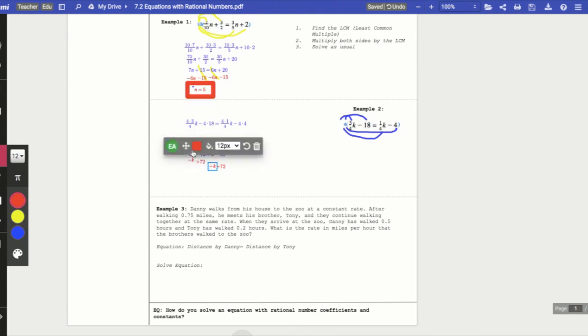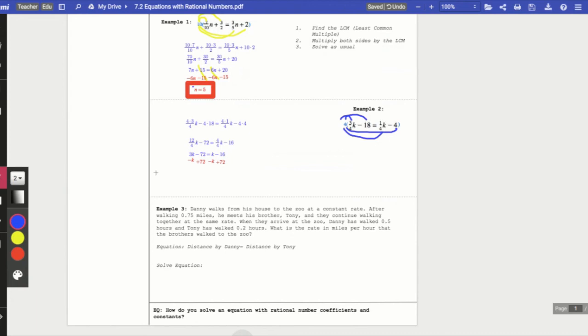I'm just moving these up so they're not taking up so much space. All right, and then things start to cancel, right? 72, k. 3k minus k is 2k. So 2k equals, and then negative 16 plus 72 is the same thing as 72 minus 16, which is 56.